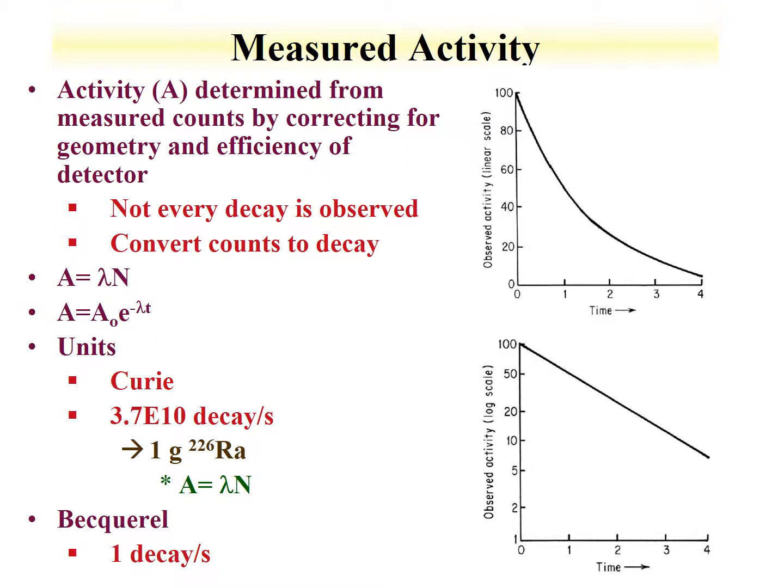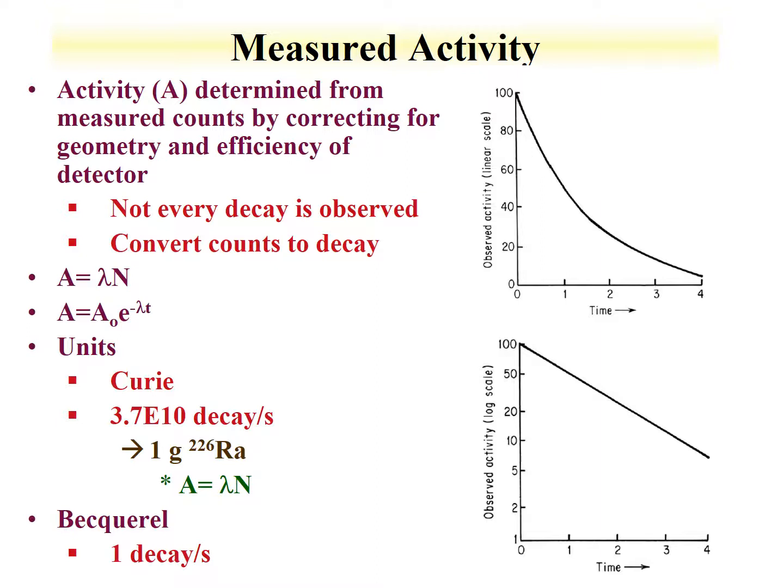And one of the ways that we talk about activity units, we have two fundamental units. One is the Curie, which is defined as 3.7 times 10 to the 10th decays per second. And that's kind of a strange number, but it comes from 1 gram of radium-226. And as an exercise, if you were to use this equation, you can determine the activity of radium-226. So 1 gram, so that's 1 divided by 226 times Avogadro's number. That will give us n.